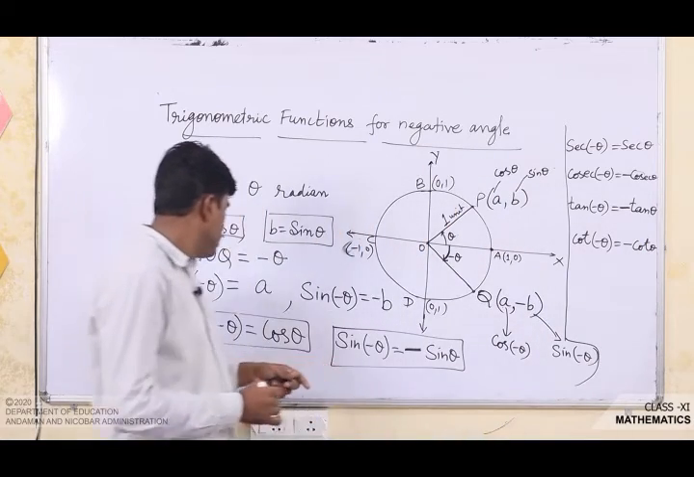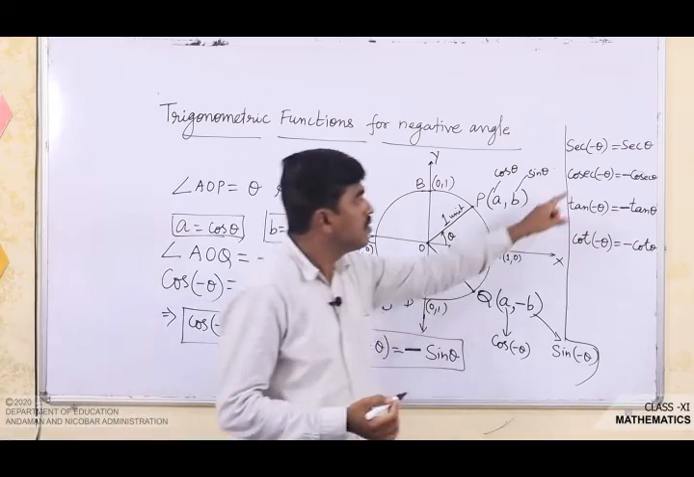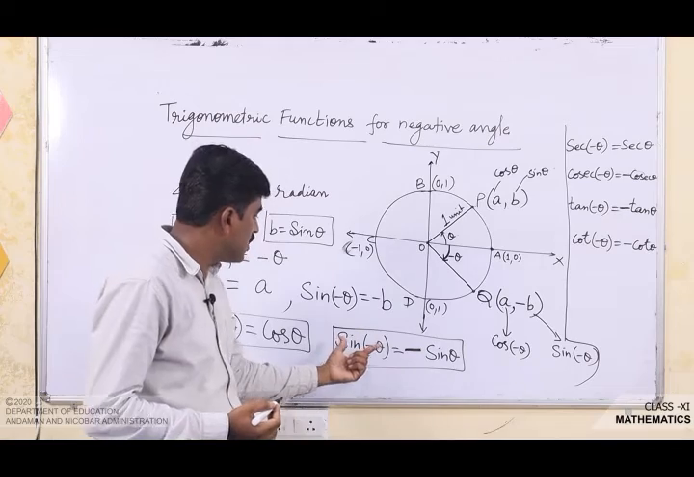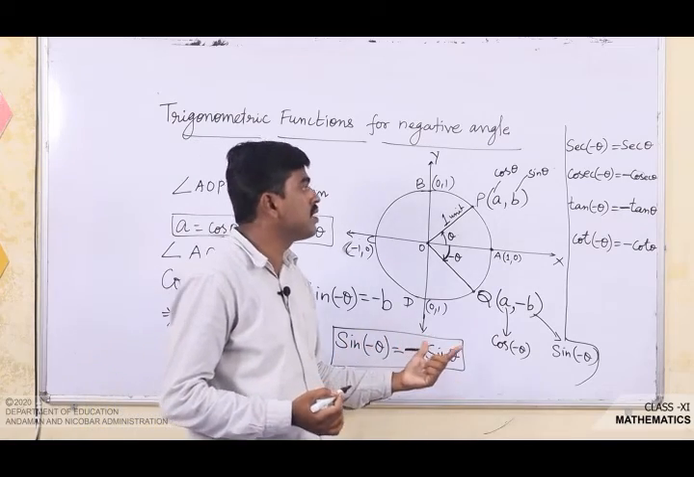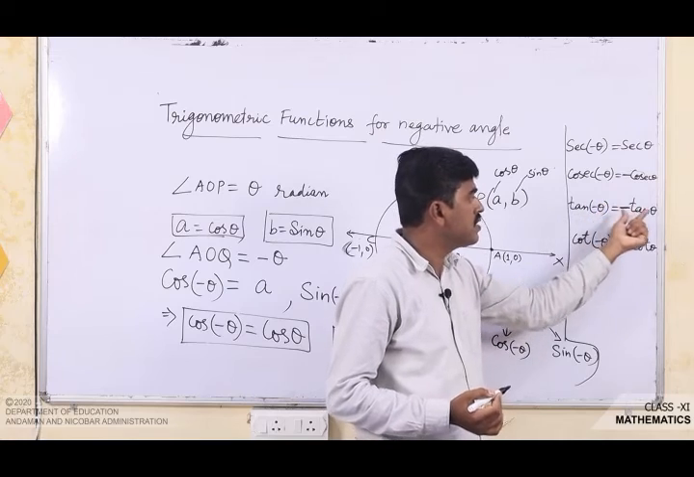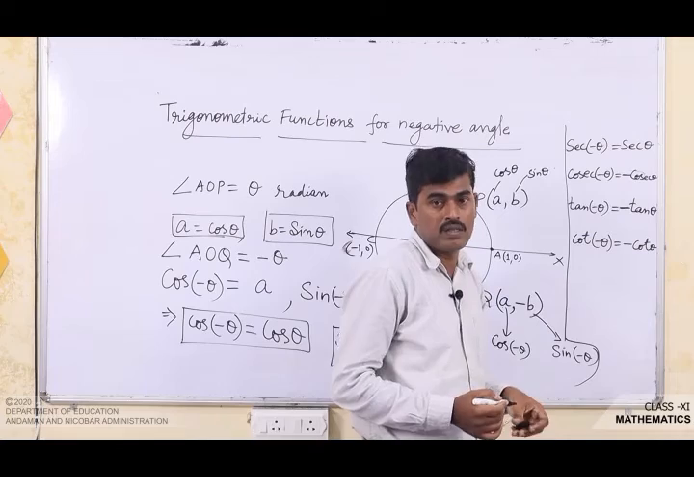So here we got only plus sign in cos of minus theta and sec of minus theta. Okay, all others give negative values. That means sin of minus theta is minus sin theta, cosec of minus theta is minus cosec theta, tan of minus theta is minus tan theta, and cot of minus theta is minus cot theta.